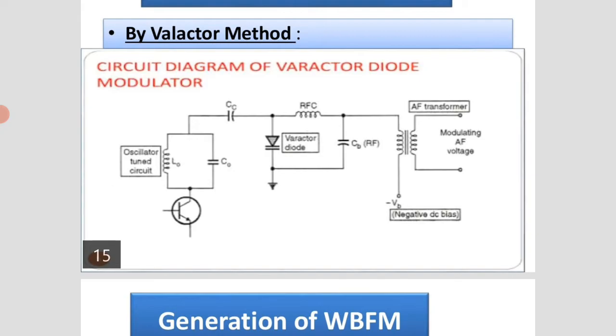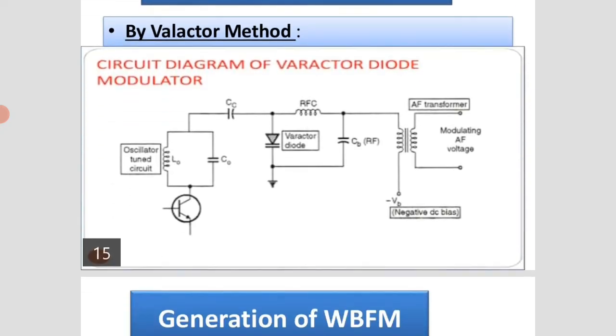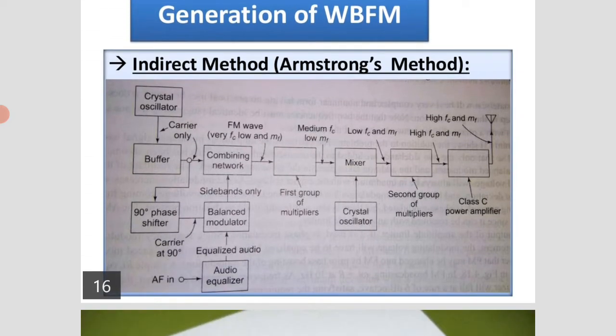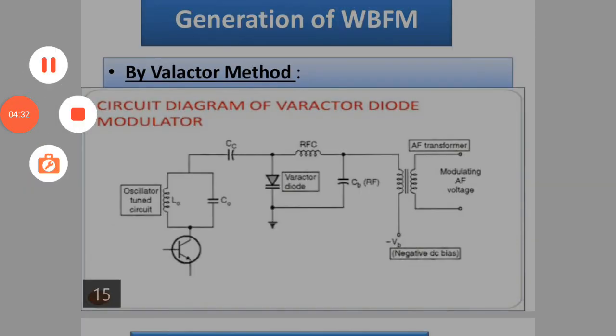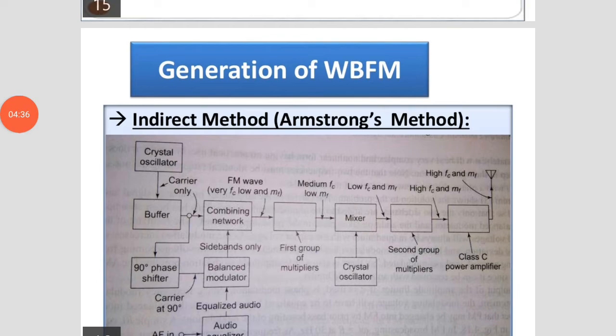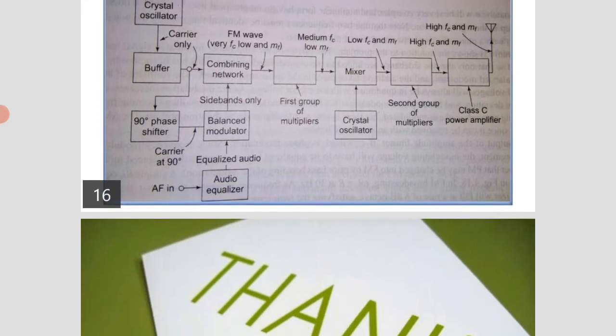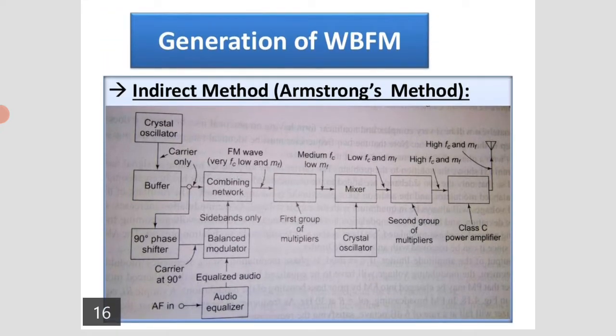How does this circuit diagram work? This is the varactor diode modulator. After that, we see the indirect method of wideband frequency modulation, which is the Armstrong method. In this indirect method of wideband frequency modulation, we use a crystal oscillator.